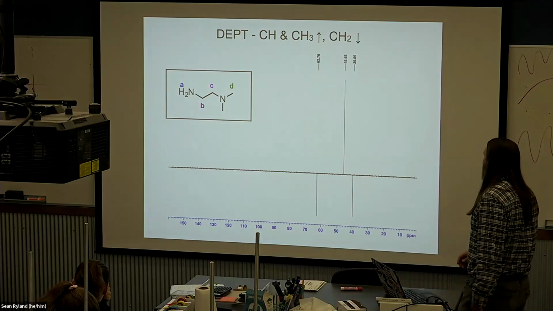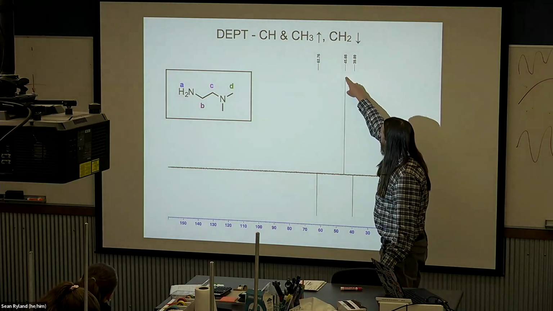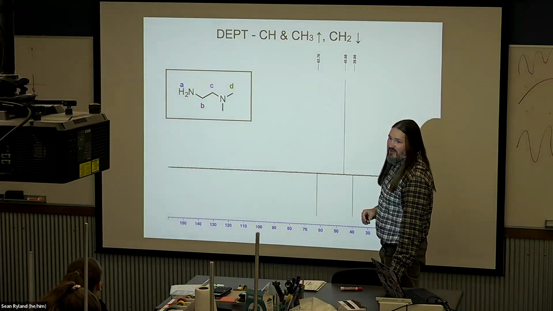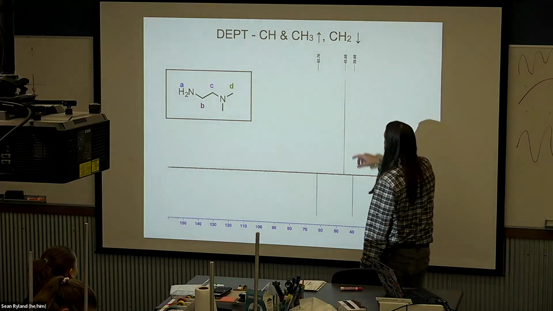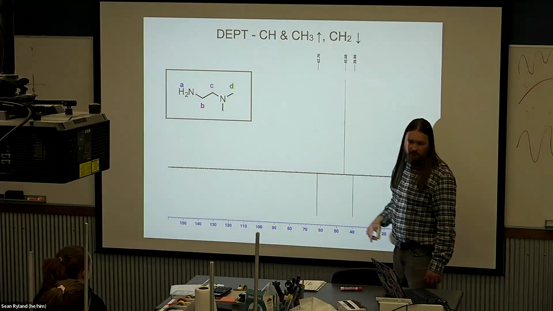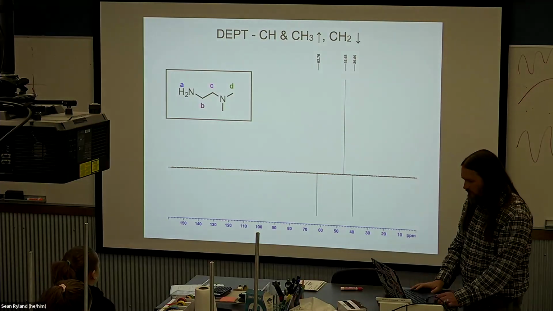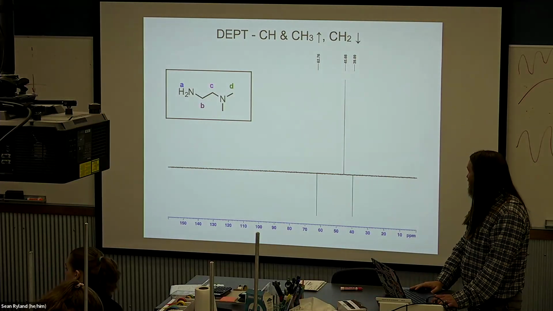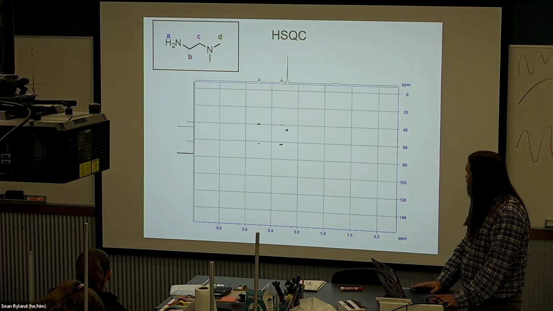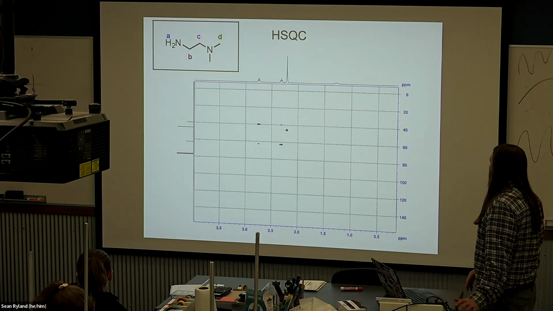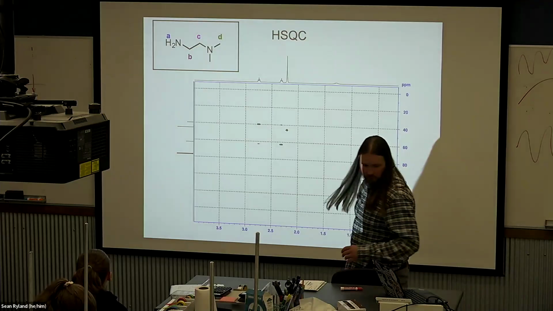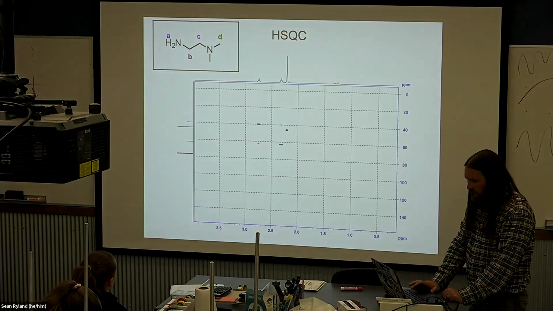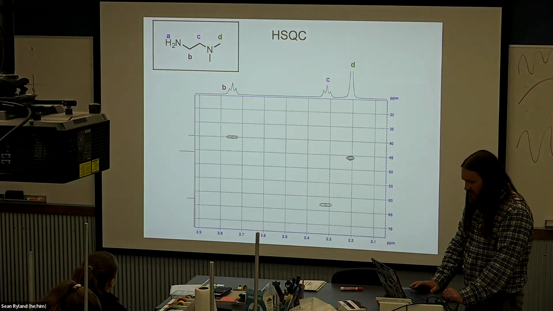That's enough right there. So we can say, okay, well, I know this one at 45.68 has to be my carbon B. But that still makes it a little trickier for B and C. So when we look at our HSQC now, we can say, okay, well, and even have it zoomed in.